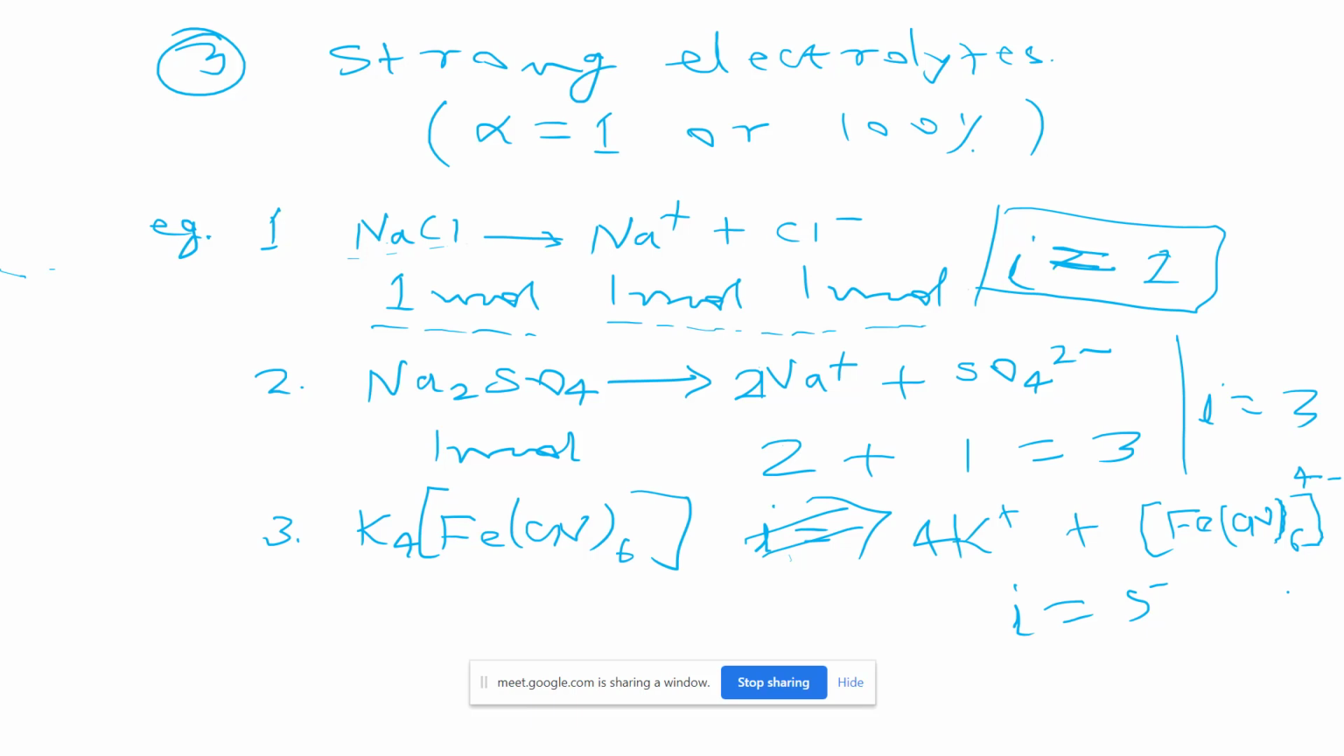Next I'm taking one more example. We are taking magnesium sulfate heptahydrate. Do you know the common name of this salt? It is Epsom salt. These kinds of salts are known as hydrated salts.